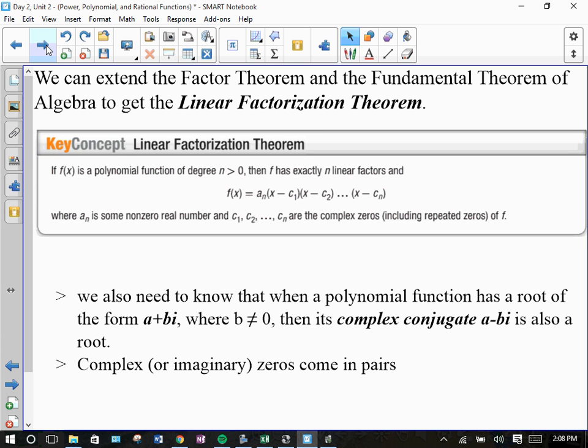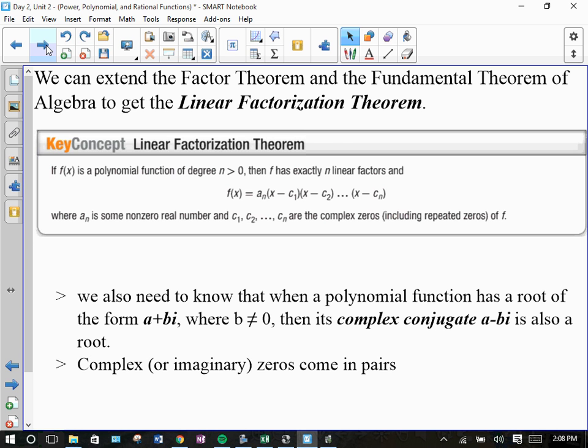What we can do is get to the point where, if we know what our zeros are, we can write a possible equation for it. So if I told you that the zeros are 3, -3, 2, and 4, you can write a potential linear factorization of that equation. The one thing you do need to know is that complex, or what we call imaginary, zeros come in pairs. If there's one, there has to be another. You can't have just one. So, in pairs.